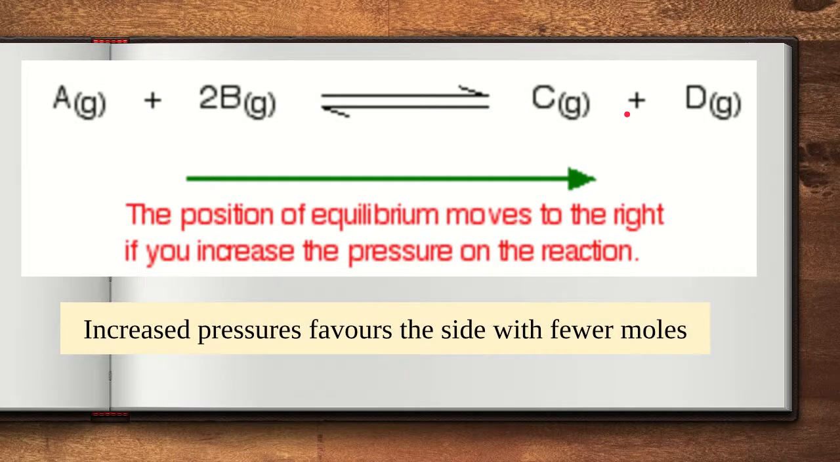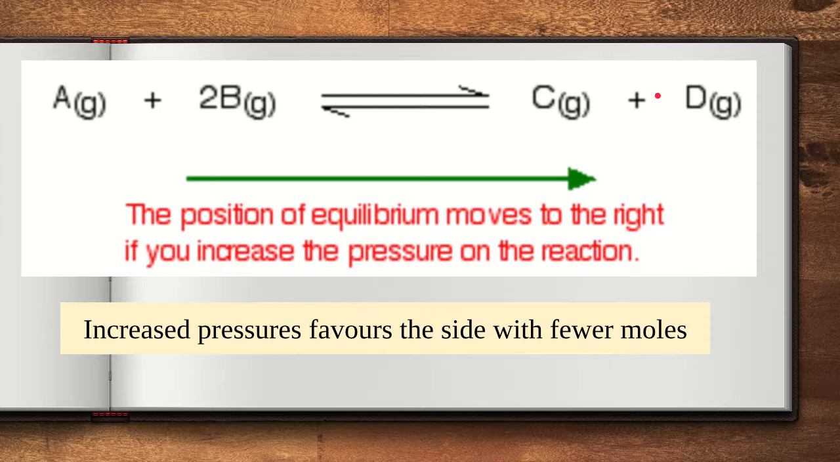Also, we can change the pressure, but only if you see gas. It doesn't work in solids or liquids, I'm afraid, but you can increase the pressure. Now, if you increase the pressure, the reaction will favor the side with the fewest moles. So you just add up how many moles are over here and how many moles are over here.